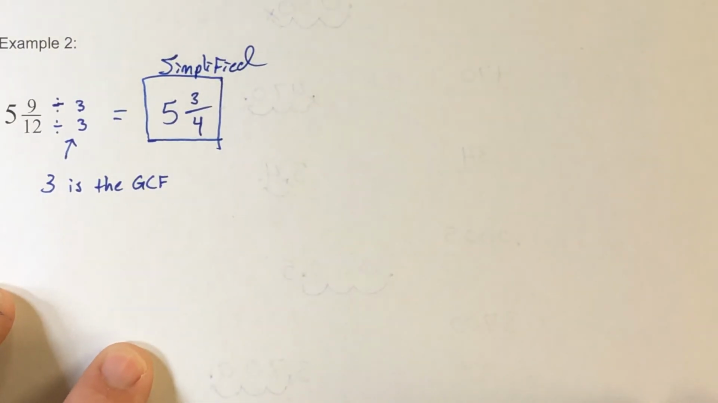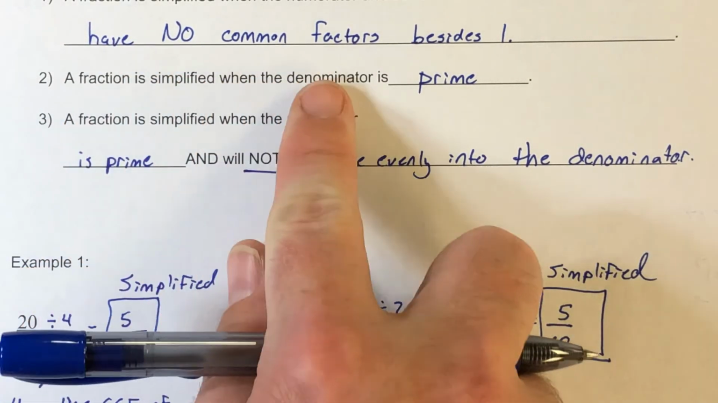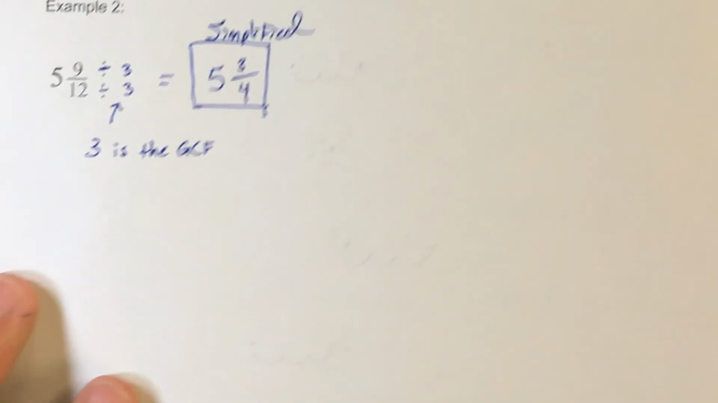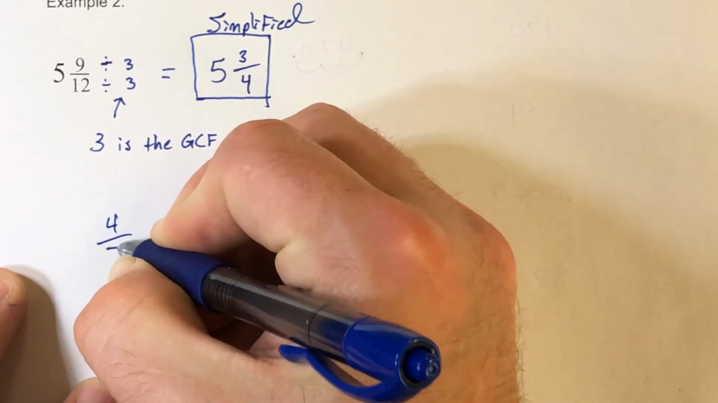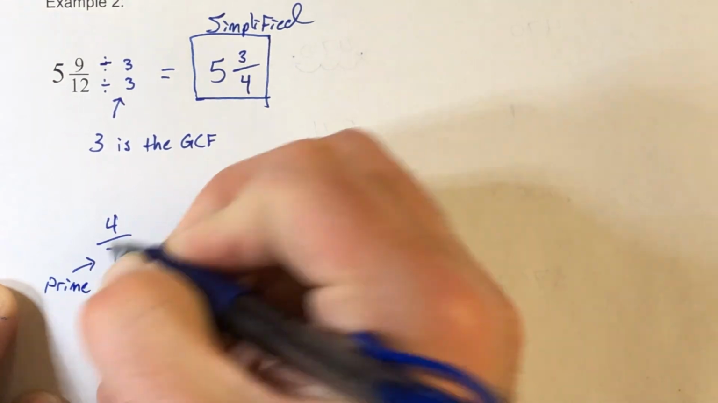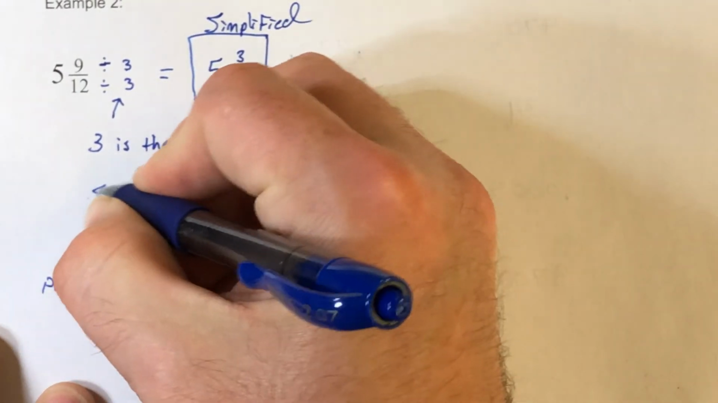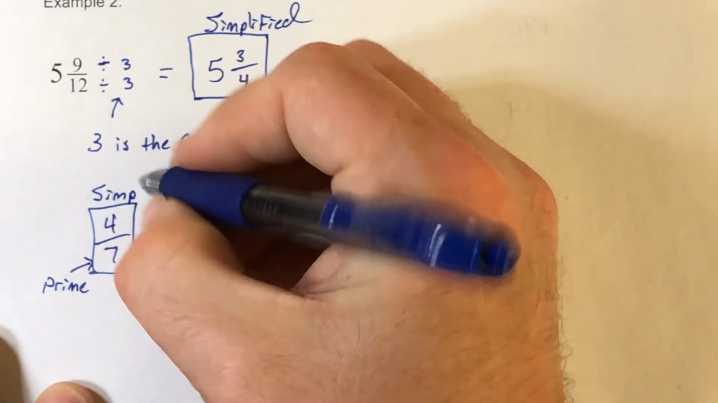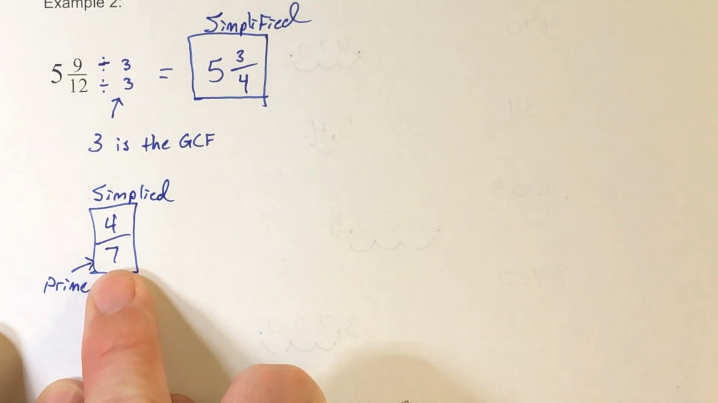Now, what's an example that would apply for rule 2? Well, a fraction is simplified if the denominator is prime. So if I had a fraction like 4 over 7, 7 is prime. Because our denominator is prime, that means this is simplified, meaning this is a scenario where rule 2 tells us that this is in simplest form. Anytime that bottom number or denominator is prime, that means you're finished.